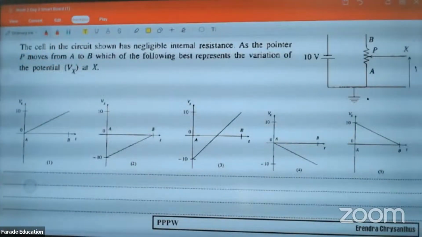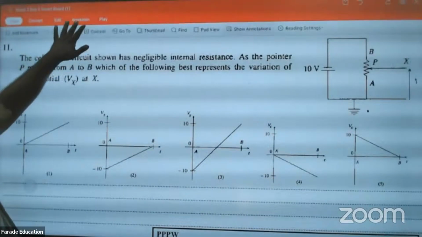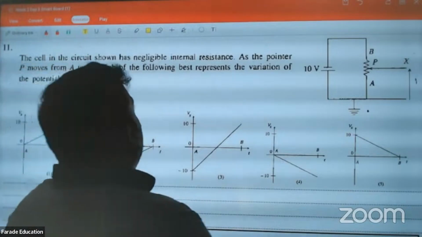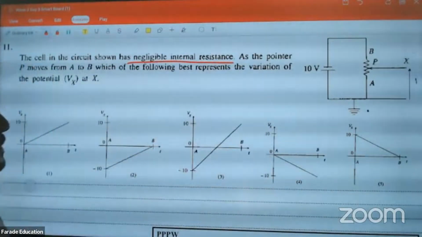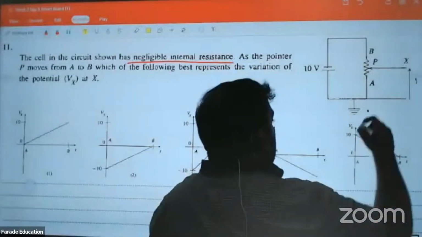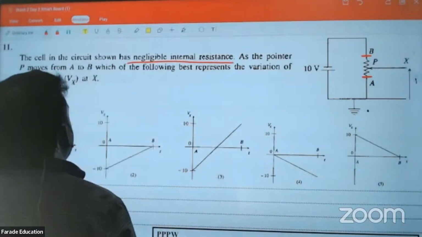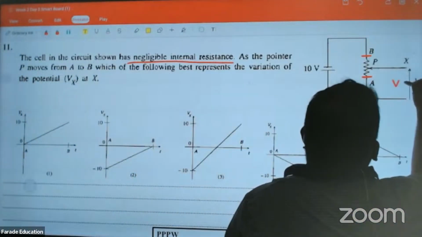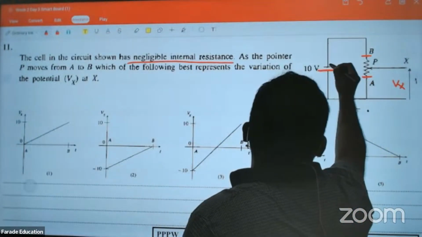Look at this carefully. The cell in the circuit shown has negligible internal resistance. As the pointer P moves from A to B, now A here, B here, the potential difference Vx is. Potential difference is taken from the ground. Be careful, this is positive, this is negative.